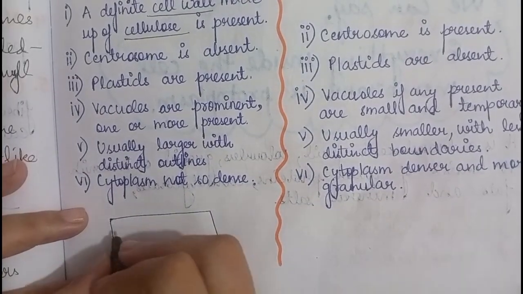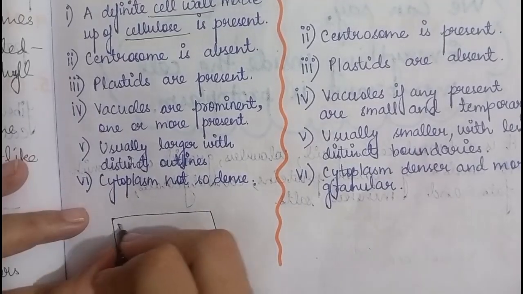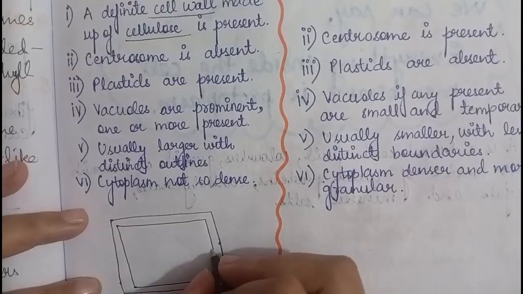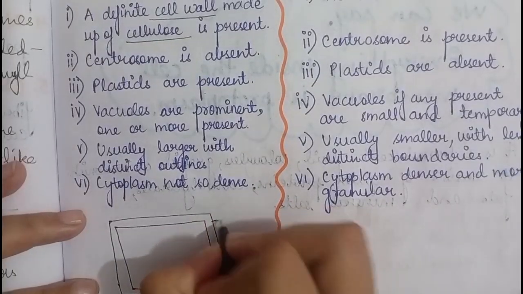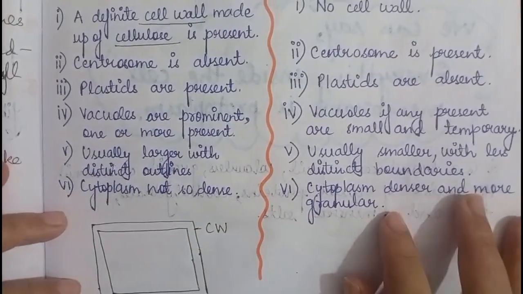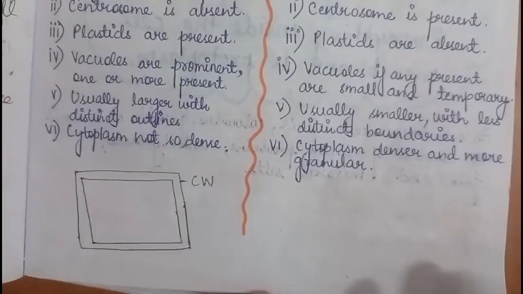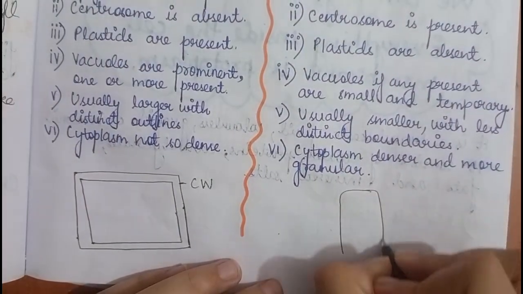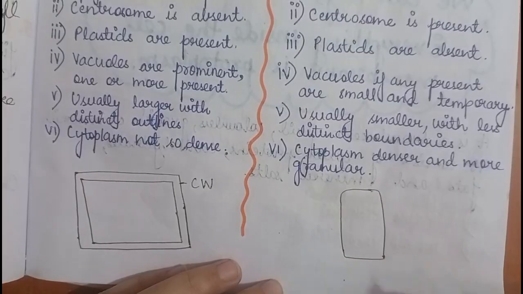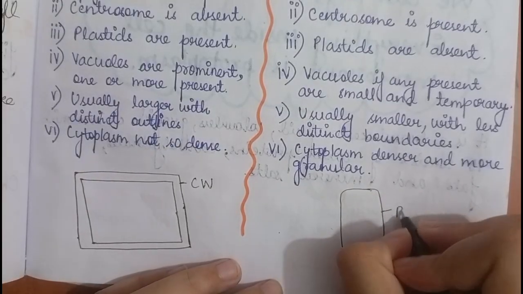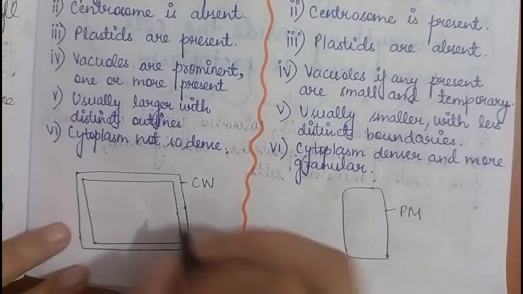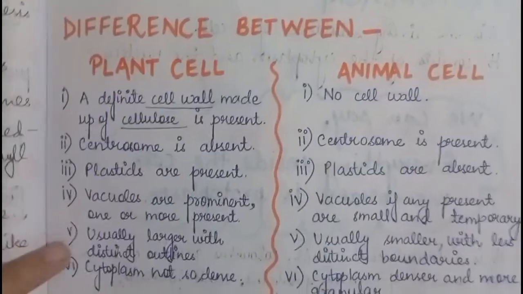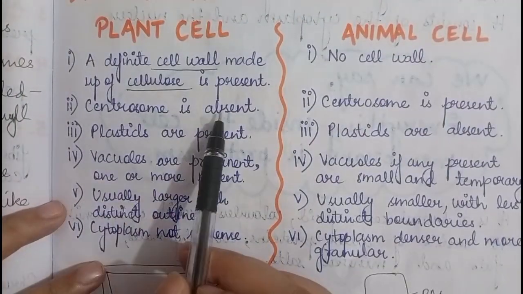And it has a cell wall. This outer covering is the cell wall, and in animal cell no cell wall is present. Suppose this is an animal cell, only plasma membrane is present, no cell wall is present. This is plasma membrane.